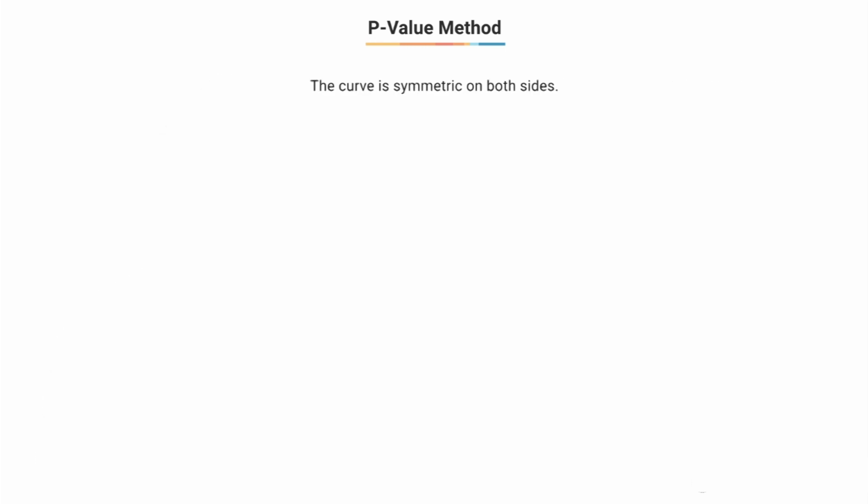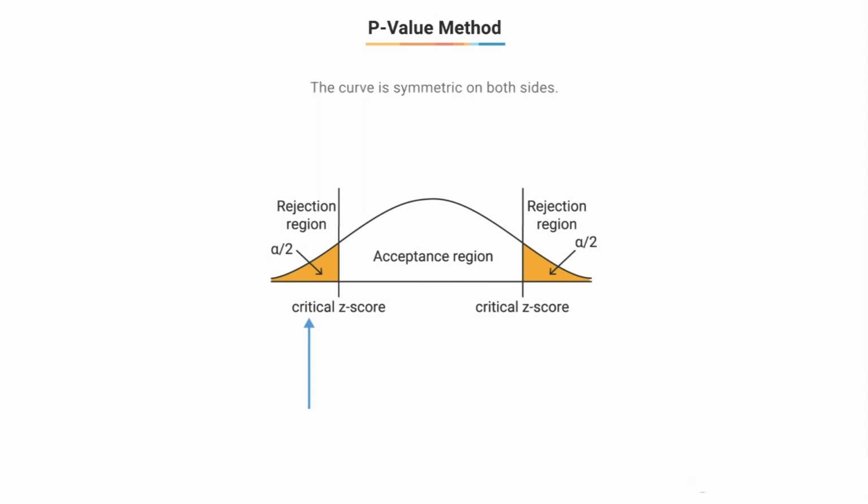But since the curve is symmetric on both sides, we can directly calculate the area at any one tail and then double it in order to calculate the p-value. So let us calculate the area on the left tail. At the left tail, the z value is minus 1.4937. Now let us go to our z table to calculate the area on the left tail.